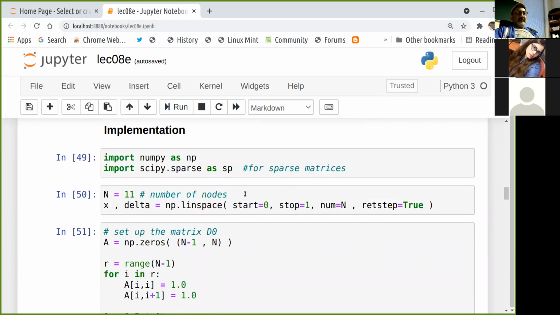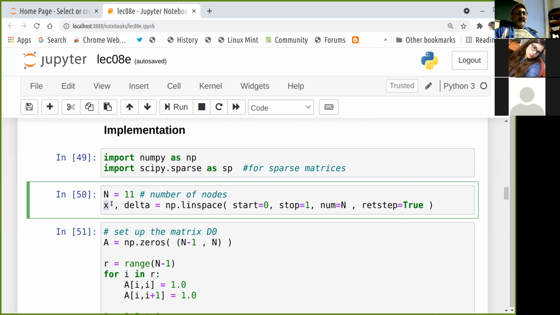Okay, let's use 11 nodes, and linspace means give me an array with equally spaced nodes, starting with the value 0, stopping with the value 1. I want n of them. In this case, n is equal to 11, and I want you to return the spacing between the nodes, otherwise that is by default set to false. So you're going to return a value, and I'm calling the array x, and I'm calling the spacing delta.